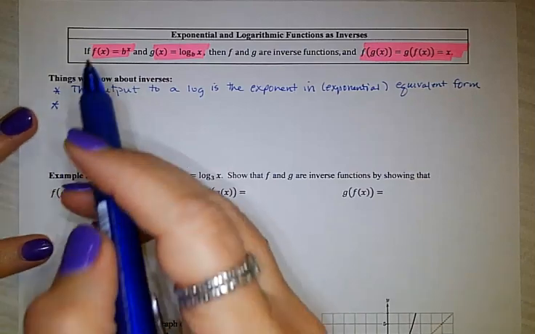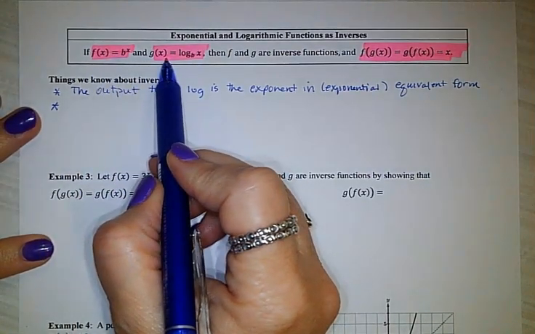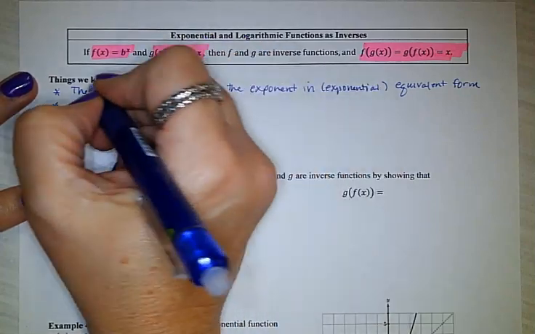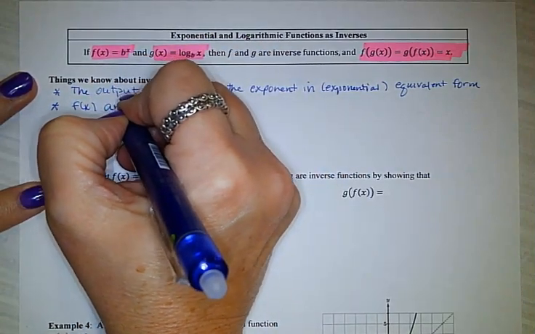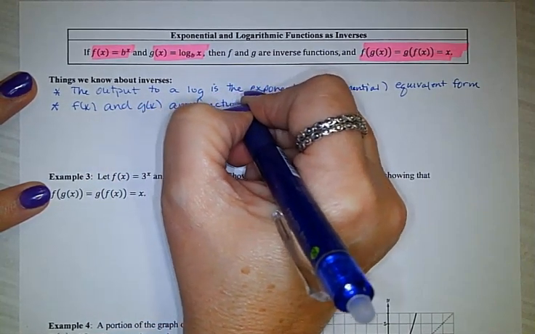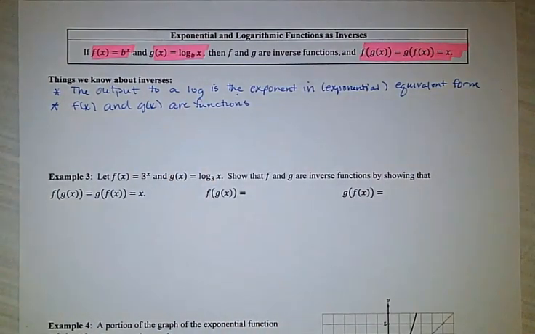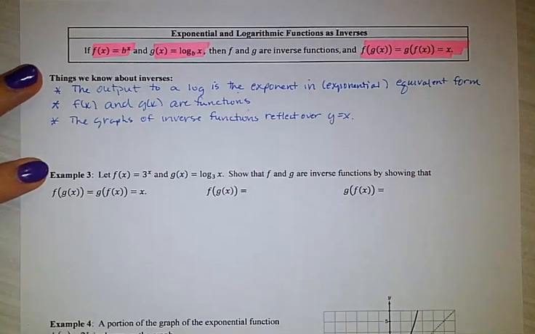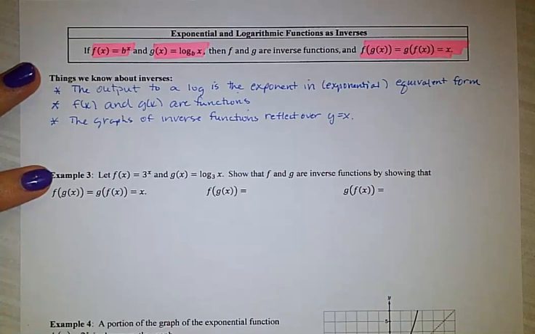We also know in this particular situation, when we see f of x and g of x, that they're both functions. We also know from inverses that the graphs of inverse functions reflect over the y equals x line. And we know that if we look at the points on inverses, the point x1, y1 on a graph of f would be the point y1, x1 on the graph of its inverse.